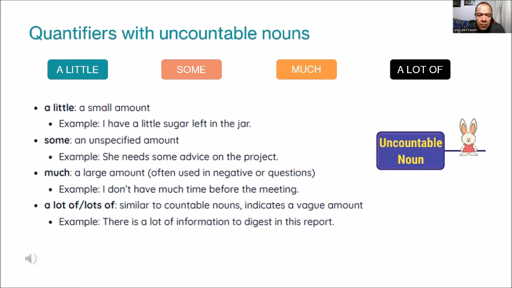Uncountable nouns are substances, concepts, or things that cannot be counted individually. Some common quantifiers for uncountable nouns include a little, some, much, a lot of, lots of. For example, I have a little sugar left in the jar. She needs some advice on the project. I don't have much time before the meeting. There is a lot of information to digest in this report.